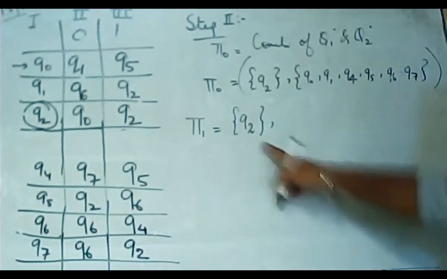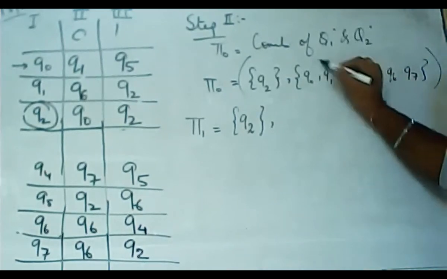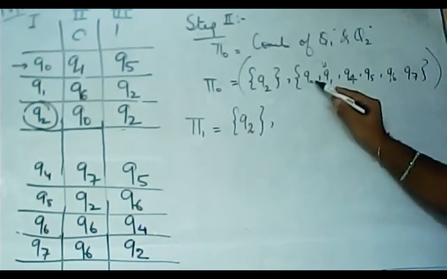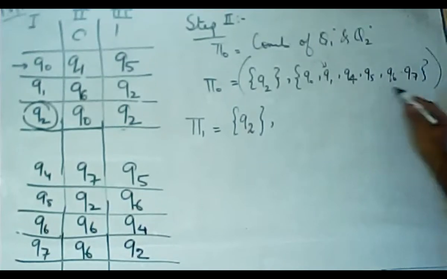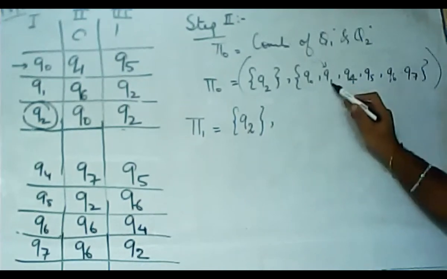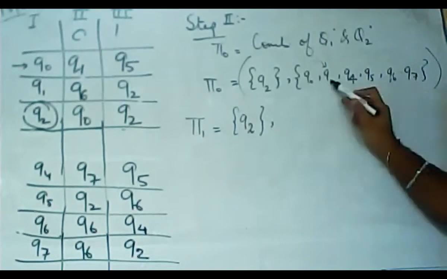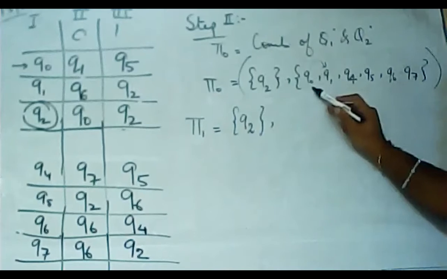So here Q naught is the set which has a single value. After that, you need to start with comparisons. How are you going to do this? By comparing the first state, that is Q naught, with all the remaining states, right? So Q naught will be compared with Q1, Q naught with Q4, Q naught with Q5, Q naught with Q6, and Q naught with Q7.